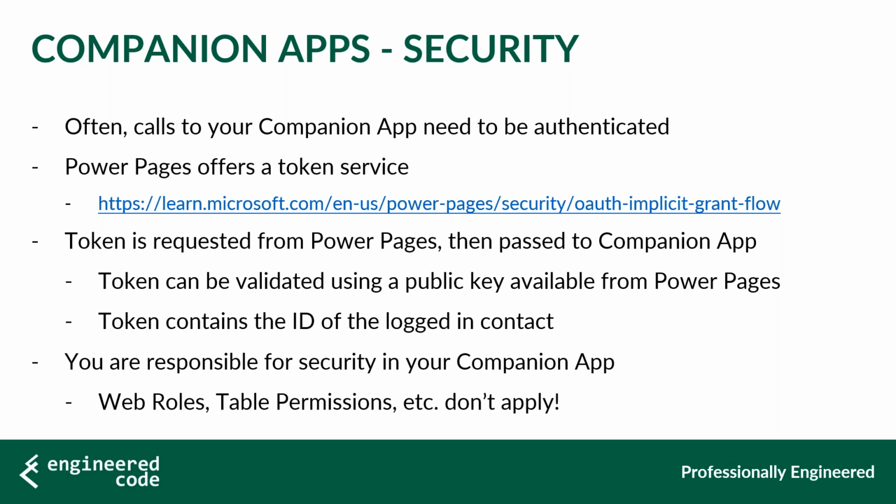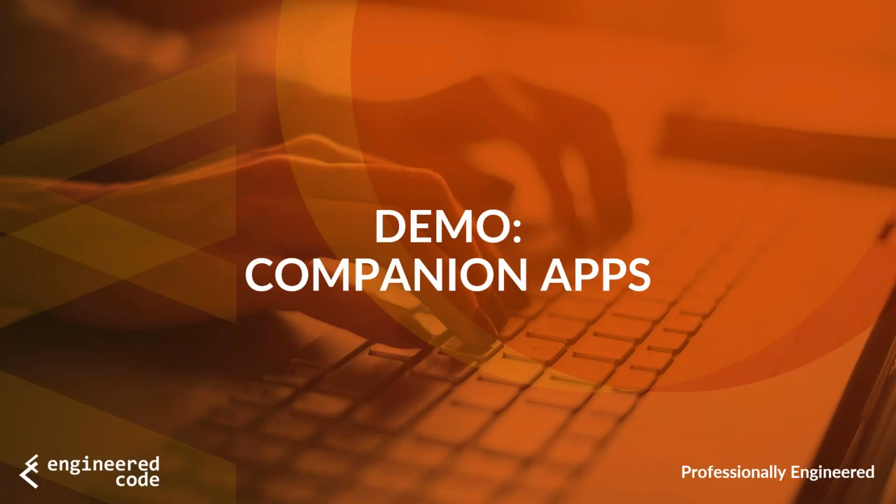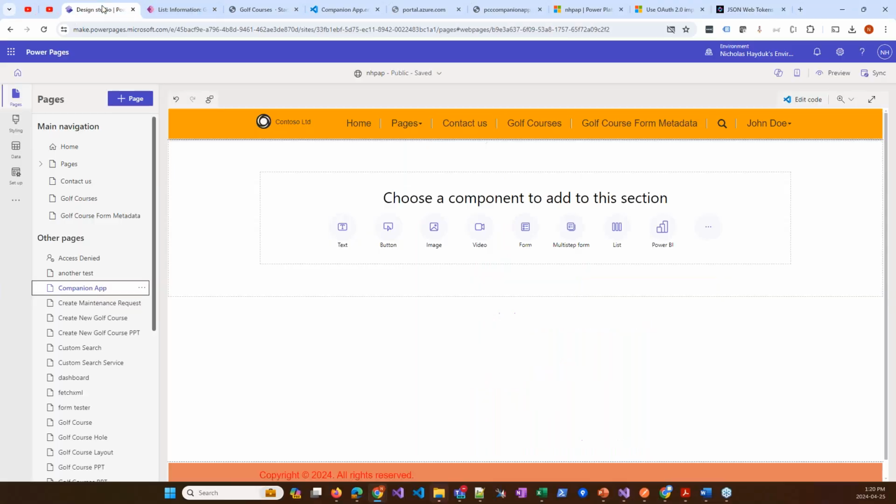What I intend to do now is actually get in and show you. I've got an example of a companion app kind of built here. And so we're going to go through the different steps of what it takes to actually get a companion app up and running. So let me open this over here. Okay. So what I've done is I've created a page here on my Power Pages site.